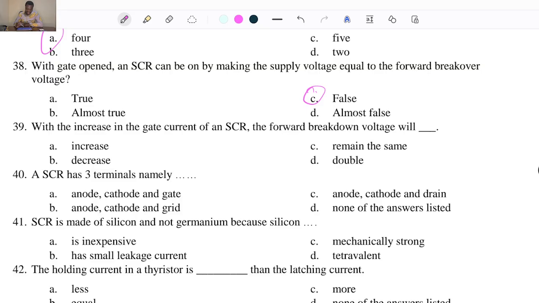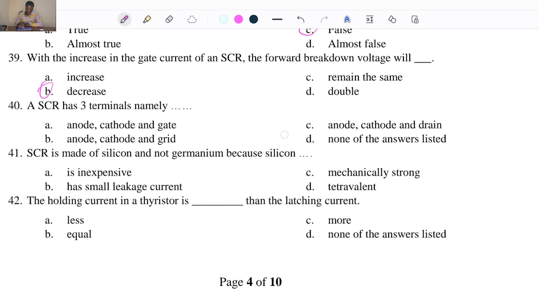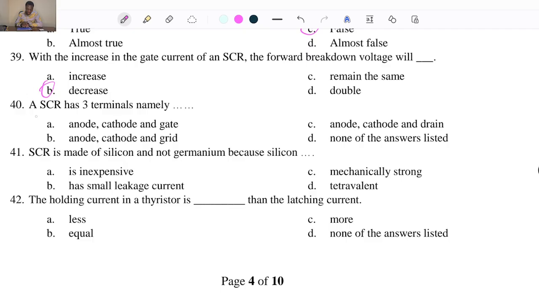We are moving to question 39. With increase in the gate current of a silicon control rectifier, the forward breakdown voltage will, so this voltage will then decrease, right? It will decrease to a much lower voltage. So we have D. We know that when you increase the gate voltage, the voltage will now reduce to a much lower voltage. So question 40. A silicon control rectifier has 3 terminals, namely, we have the anode, cathode, and gate. So this is A.